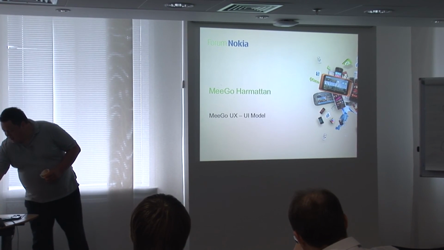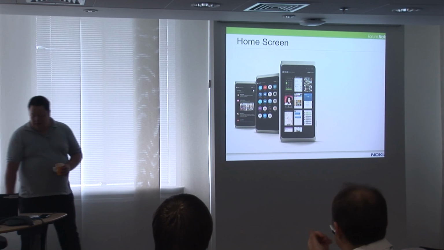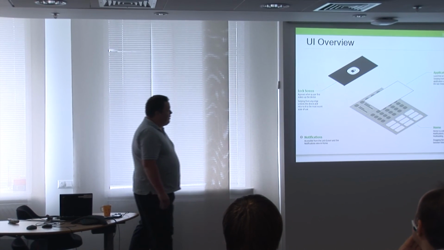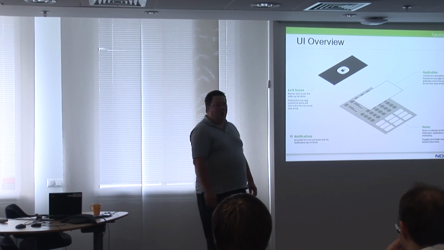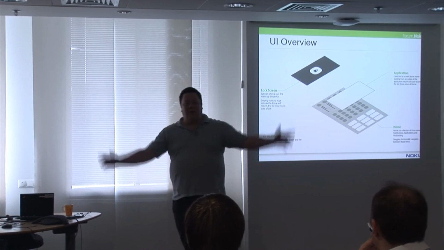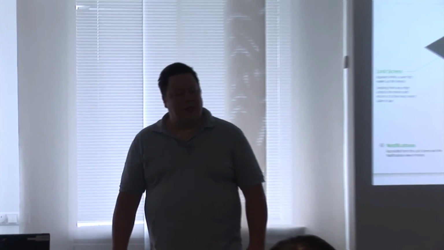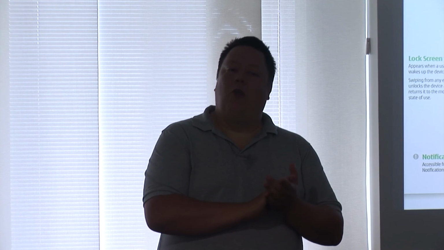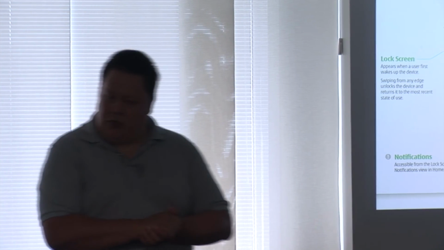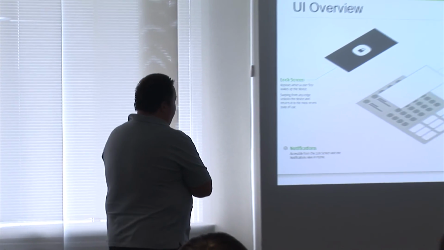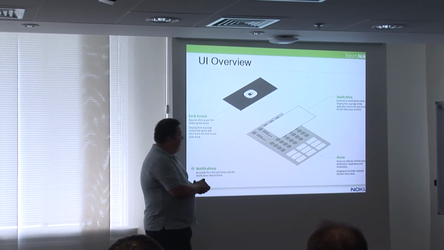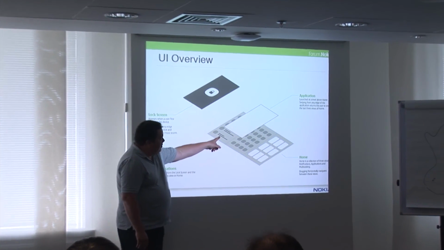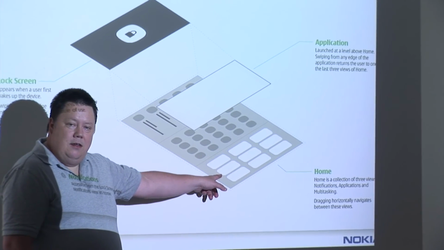Let's look at the basic UI model. I will show this slide and then demonstrate. We have a concept of the home screen. We have multiple home screens, like we have in Android, like we have in Nokia N8. But we have a little bit different interpretation for different home screens. The number of home screens has been fixed. It's 3. You have a launcher, you have the notifications, and then you have multitasking.